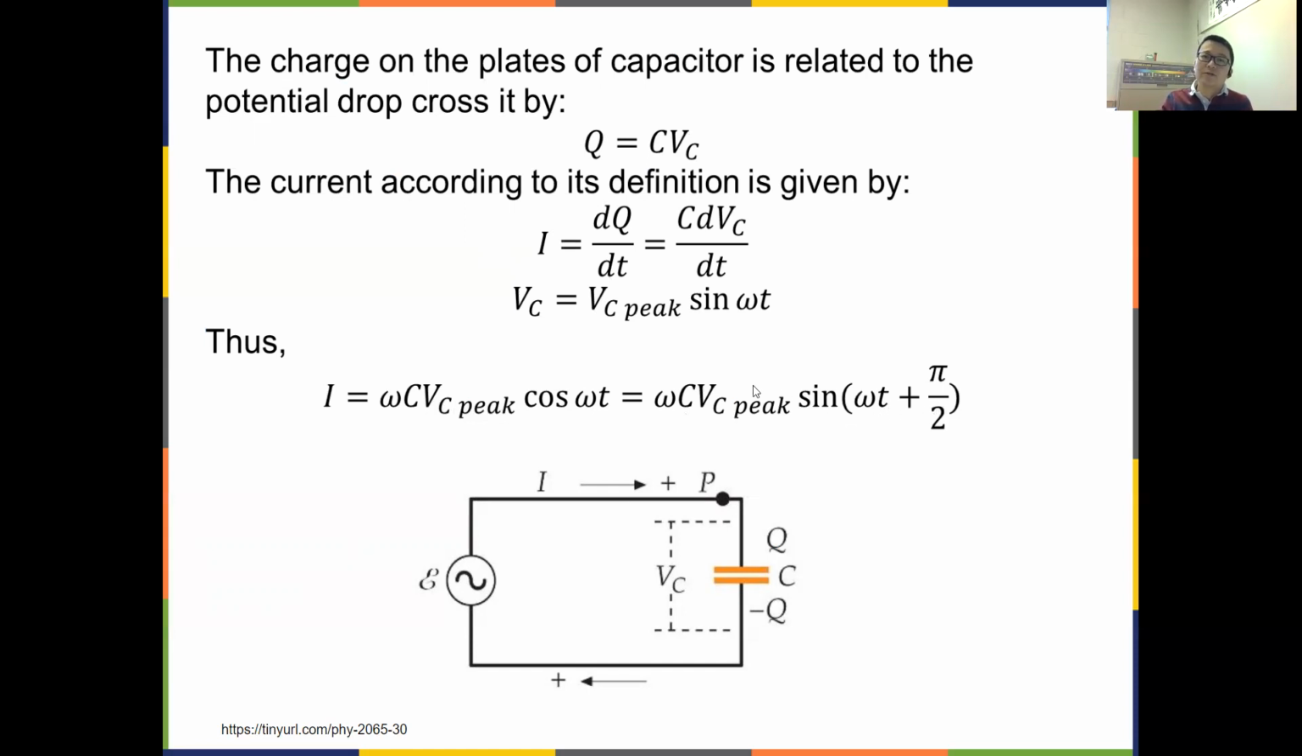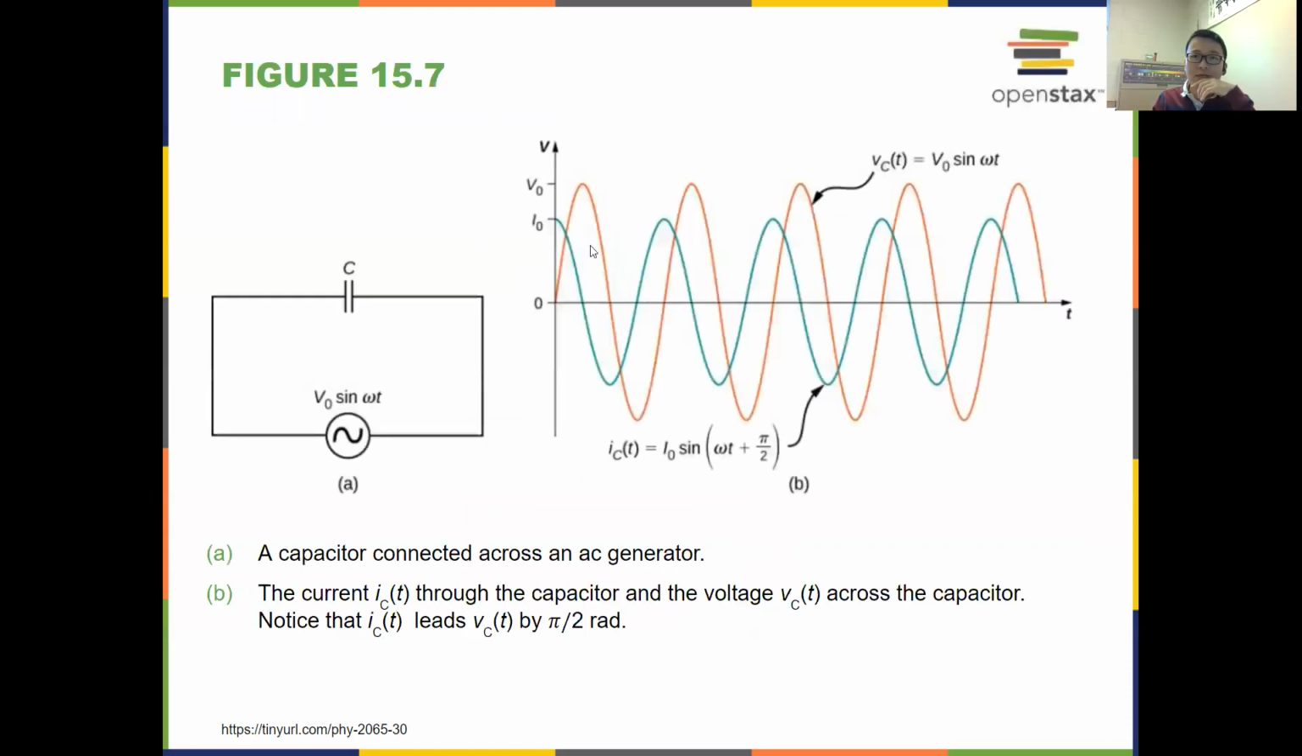From this equation, you'll see that when t equals 0, the voltage is 0, but the current I is maximum. So in this case, the other way around, the current peaks first, and then the voltage peaks later, by pi over 2 in radians or 90 degrees. So the current is leading, and the voltage follows, for a capacitor in the AC circuit.